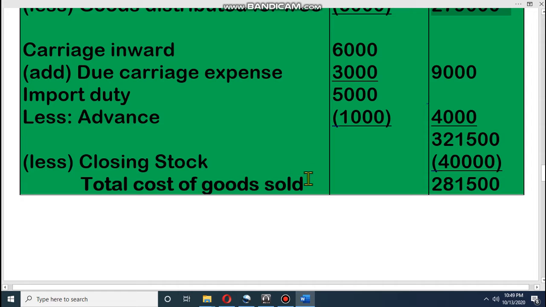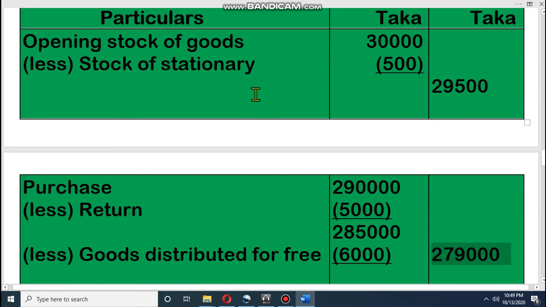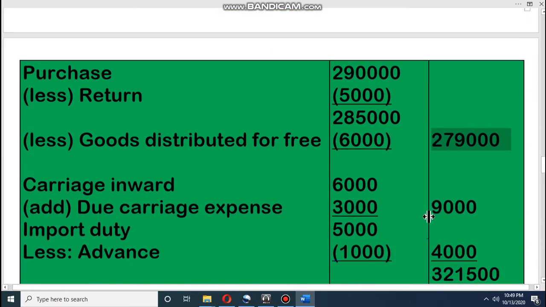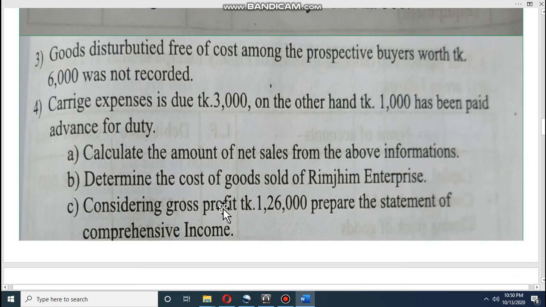Dear student, I hope all of you understand. It is very easy. You just have to know the formula, then put in the values. You will find out the cost of goods sold. Dear student, let's see the next requirement. It is considering gross profit. That means gross profit is given 1,26,000. Now we have to prepare the income statement.